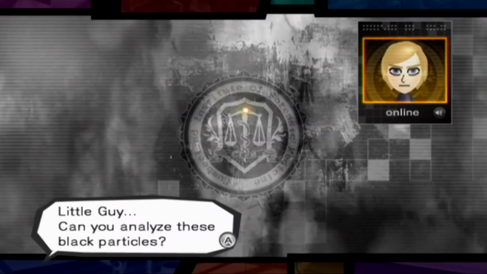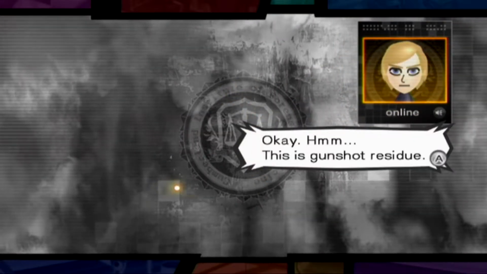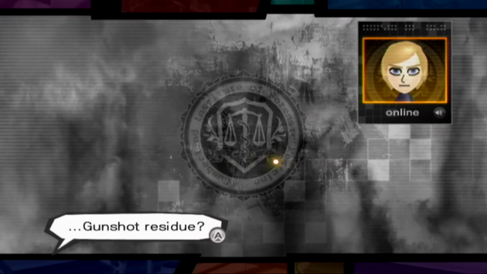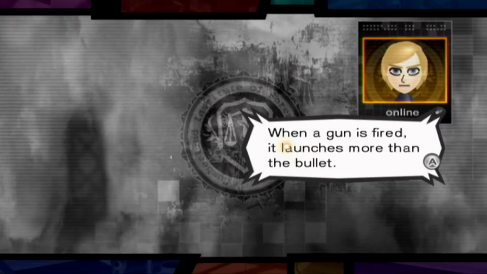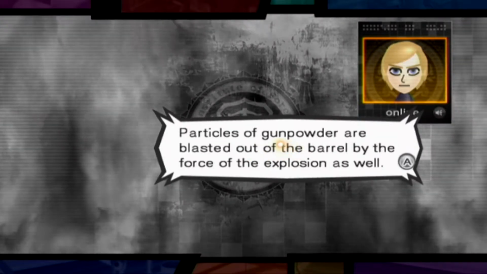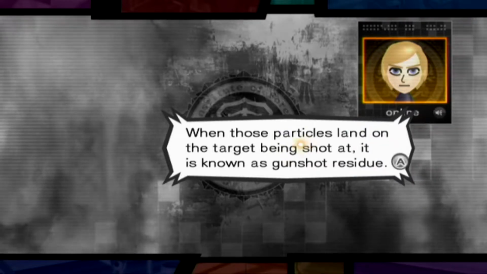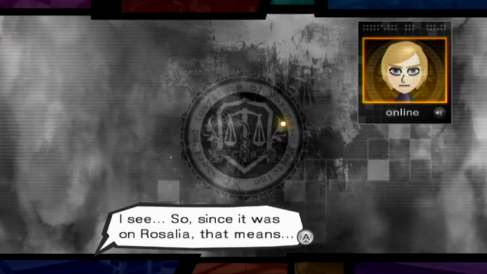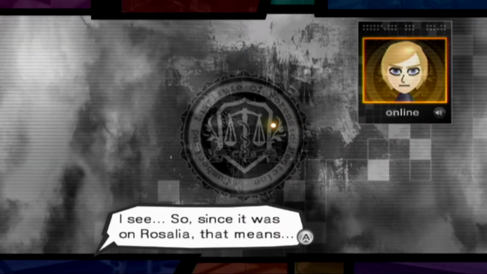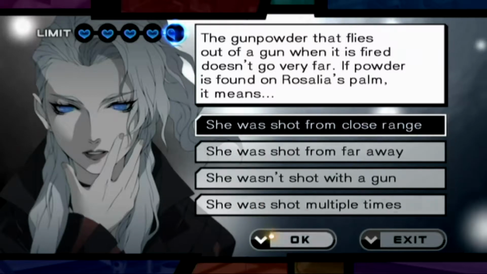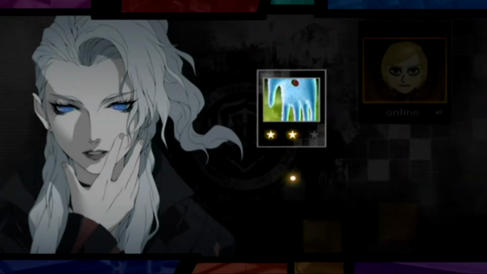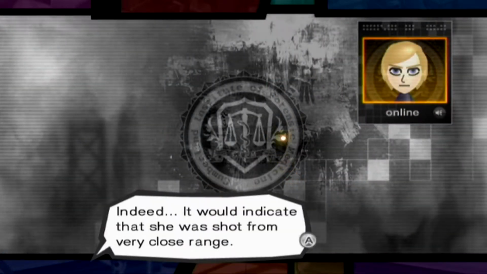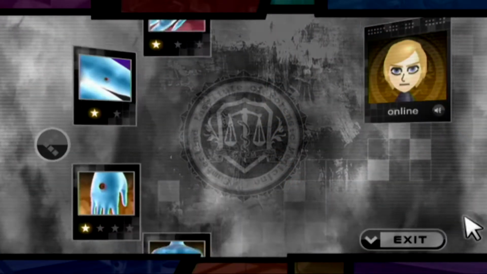Little guy, can you analyze these black particles? Okay. This is gunshot residue. Gunshot residue? When a gun is fired, it launches more than the bullet. Particles of gunpowder are blasted out of the barrel by the force of the explosion as well. When those particles land on the target being shot at, it is known as gunshot residue. I see. So, since it was on Rosalia, that means... Indeed, it would indicate that she was shot from very close range.